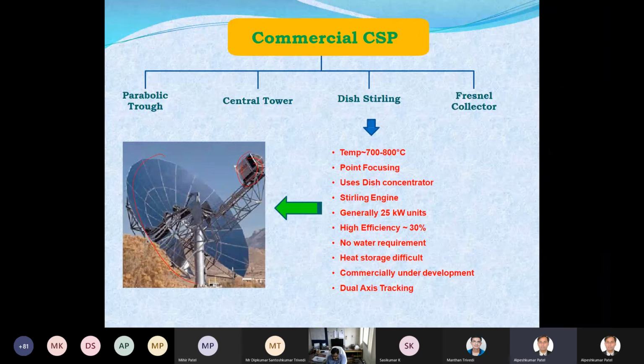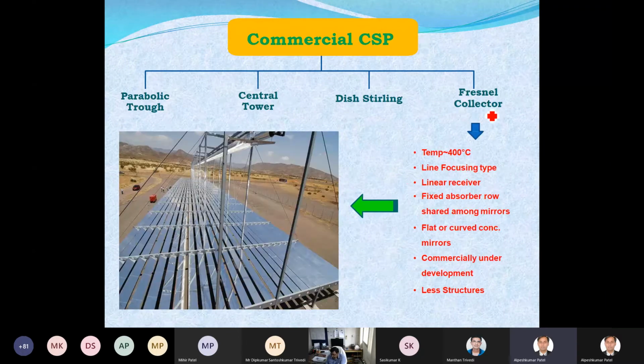This cannot be very large, so accordingly the capacity of the power block is also smaller, about 25 megawatt, generally 25 megawatt units. Then next we have the Fresnel collector. As I told you, this is now coming up in order to reduce the cost, and of course it is not a very high temperature. You cannot obtain about 400 degrees centigrade. You can get it, but it's sufficient to generate the steam. So this is the thing here.